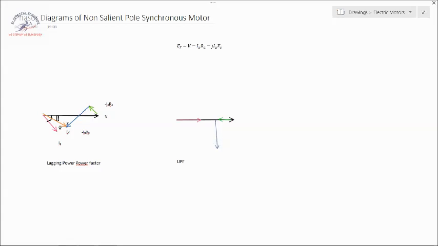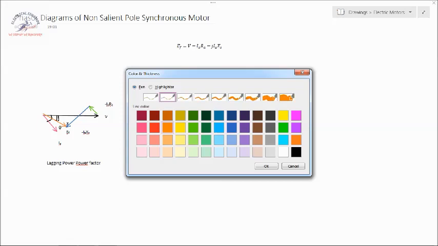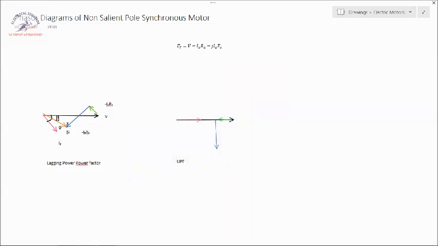So if we draw each and every vector with equal scales, the same scale that we have considered here, then we observe the resultant vector Ef at an angle delta, which goes from this point to this point. So here delta has increased. Okay, so the load angle has increased. That also let us verify. So this is for the case of unity power factor.